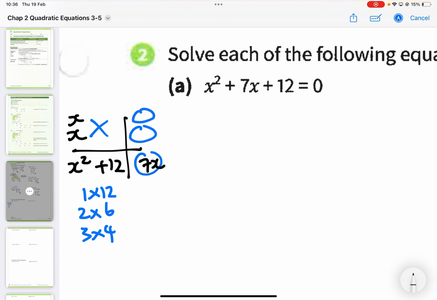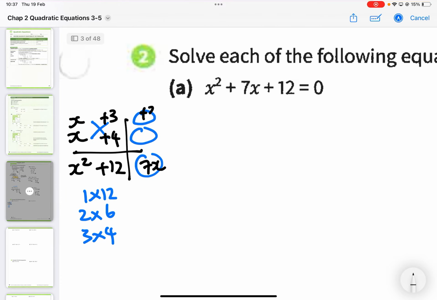7x. So if I want them to add up to 7, then I look back, must be 3 and 4, more likely. So my answer will be plus 3 and plus 4. Multiply to give me plus 12. Then when I cross over here, I will have plus 3x plus 4x. Then when I add them up, correct, 7x.